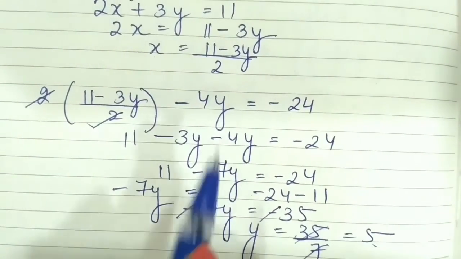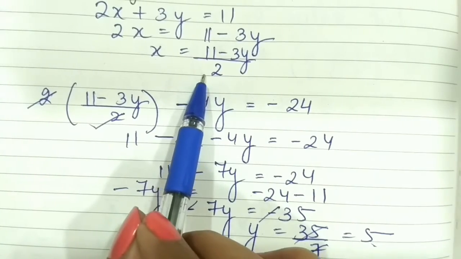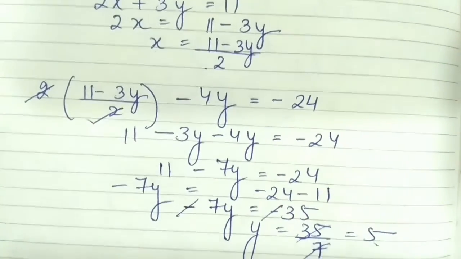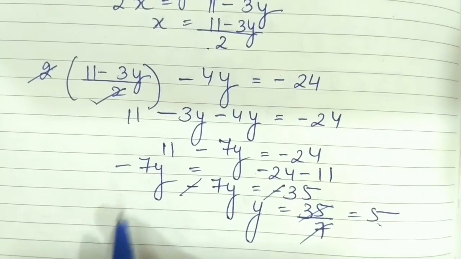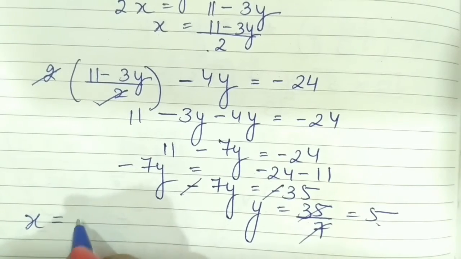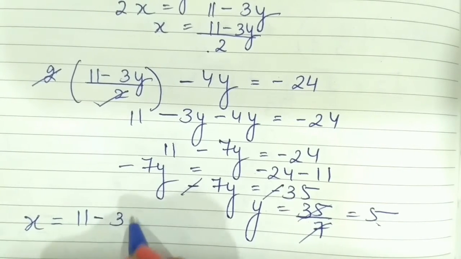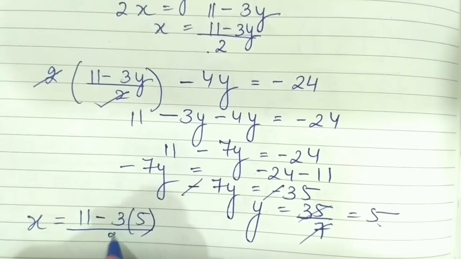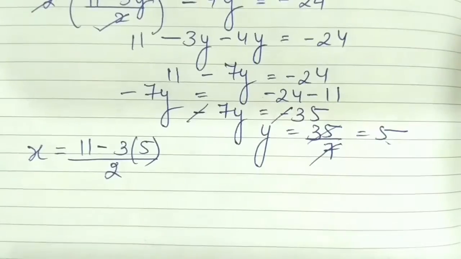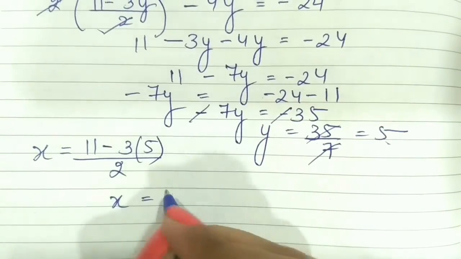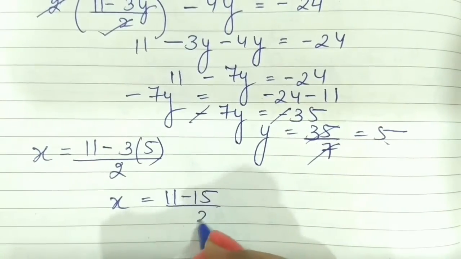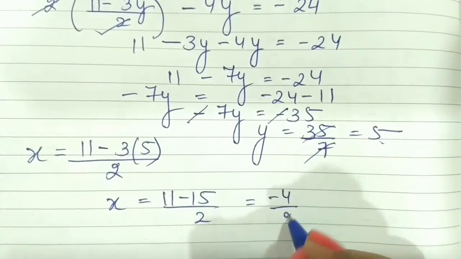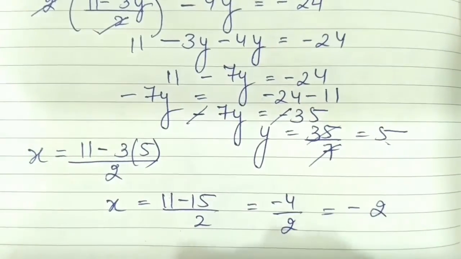Now put this value of y in the substituted value of x. So what we are going to get is x equals 11 minus 3y upon 2. x will become 11 minus 15 upon 2, that is minus 4 upon 2, which is minus 2.